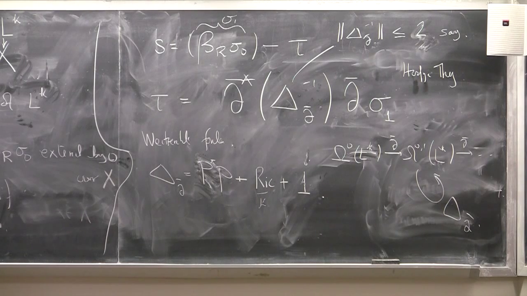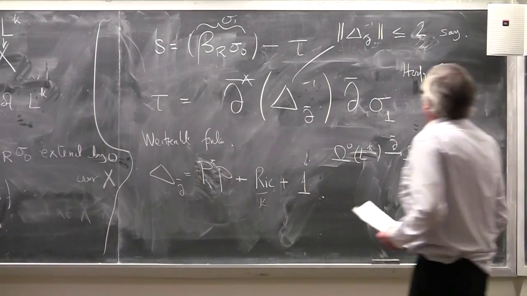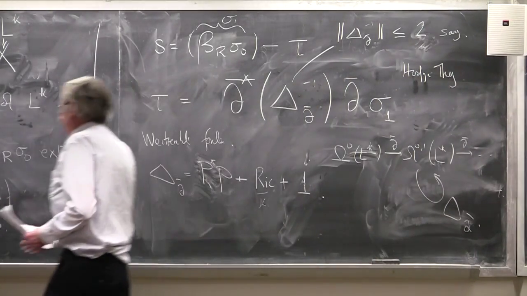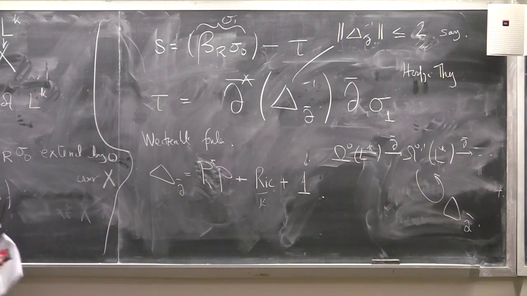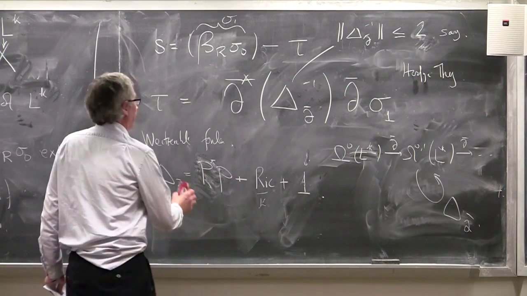Ricci was bounded by 1, yes? Yes, well, the 1 was arbitrary. I could have put 10; the 1 was really arbitrary. The point is that once k is bigger than some definite number, this thing satisfies a definite bound.